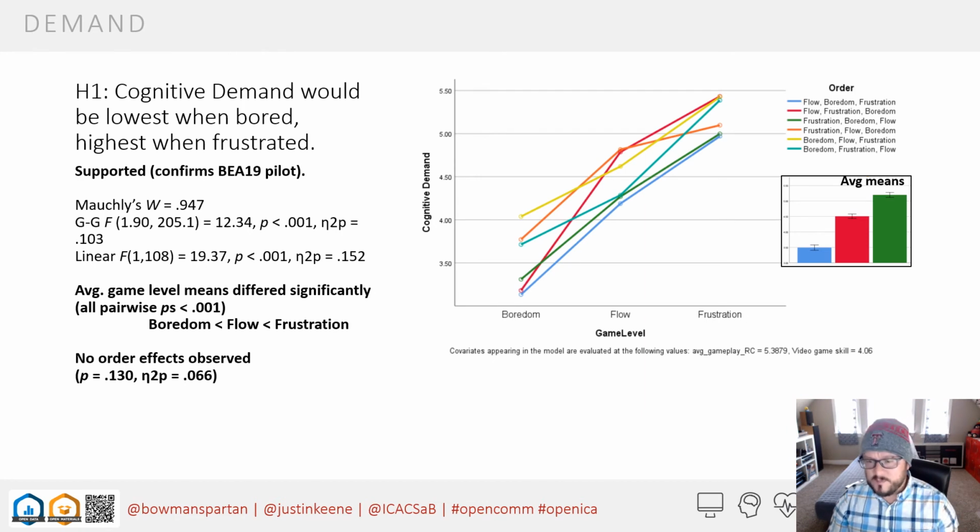So for cognitive demand, sure, we support our prediction. Cognitive demand scores were low for bored people. They were middling for people in the flow condition. They were high in the frustration condition. The different lines represent the different orders. There were no order effects. And over here, you see the average means across those different conditions.